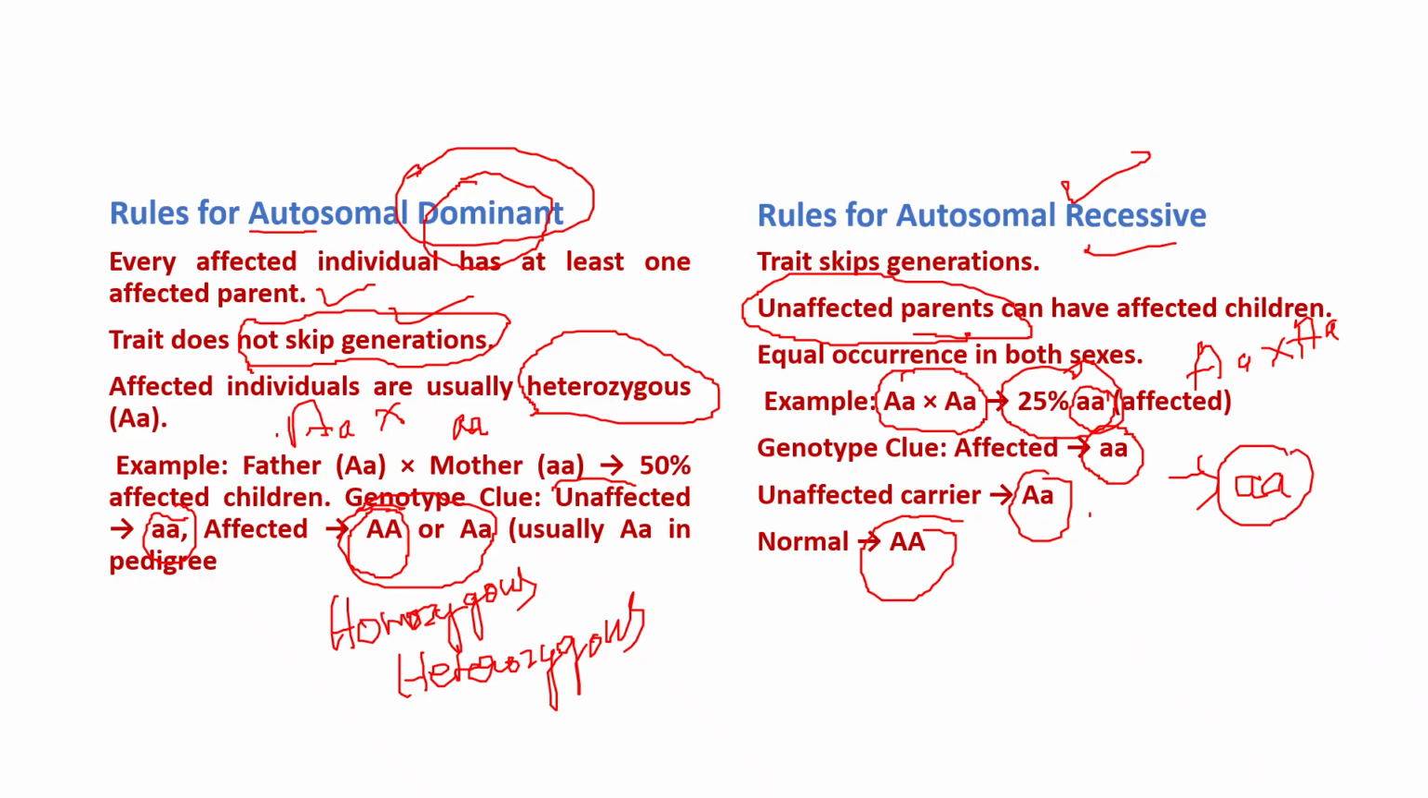Here for the autosomal dominant, the genotypes will be represented as what? Homozygous A or heterozygous A. Clear?